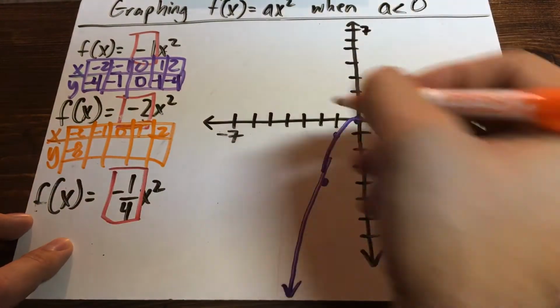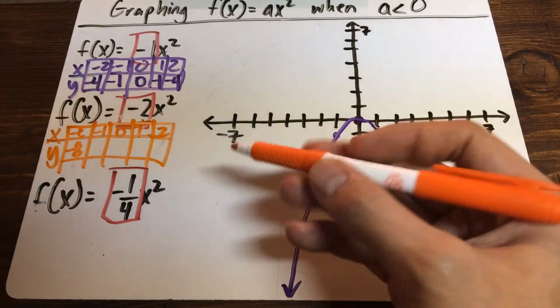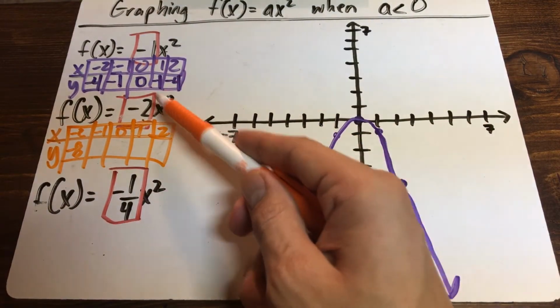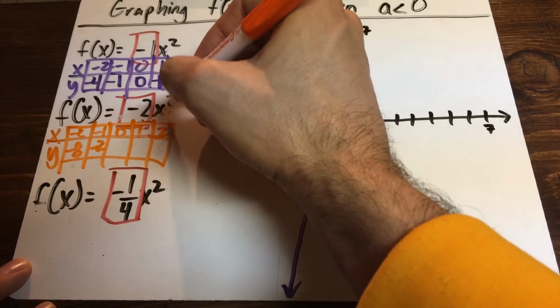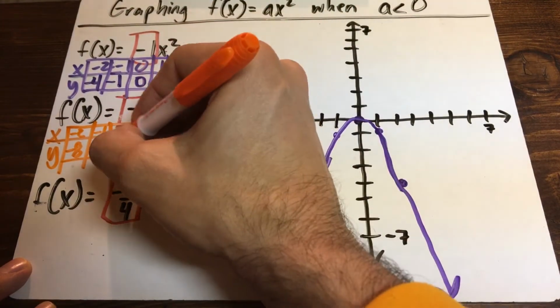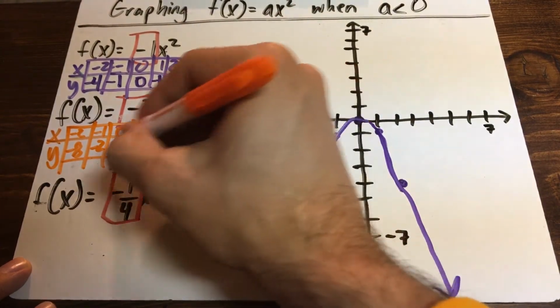I don't have that on my graph. My graph only goes to -7. -1, if I put -1 right here, that would be -1 times -1. That's +1. 1 times -2 is -2. If I put 0 in there, 0 squared is 0. 0 times anything is 0. And then these are going to just be the negative versions here.